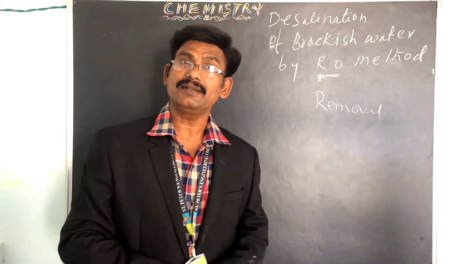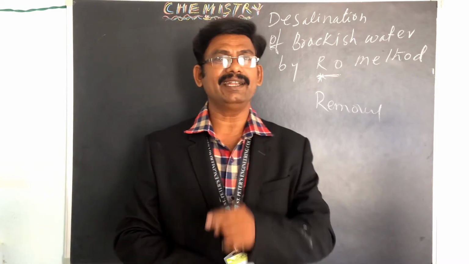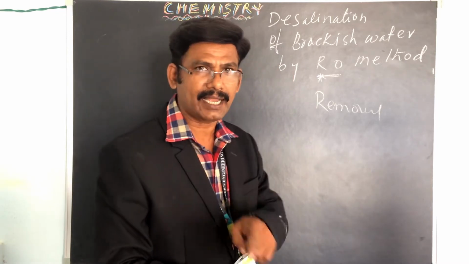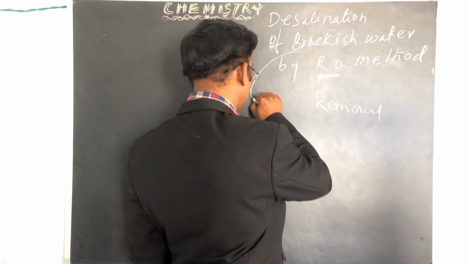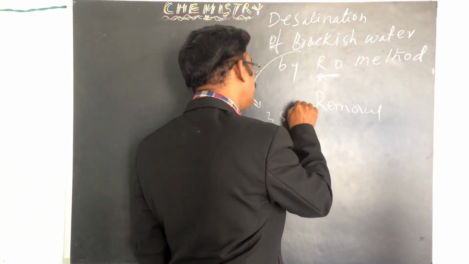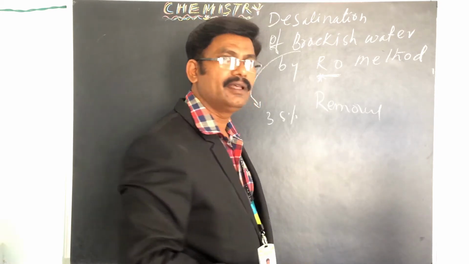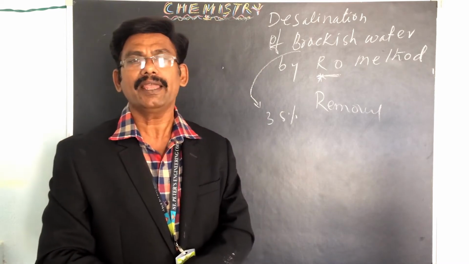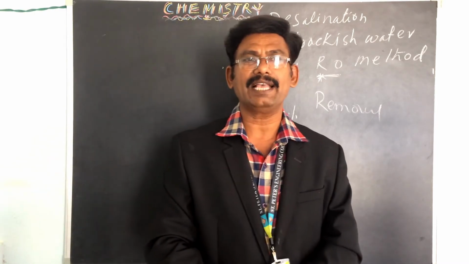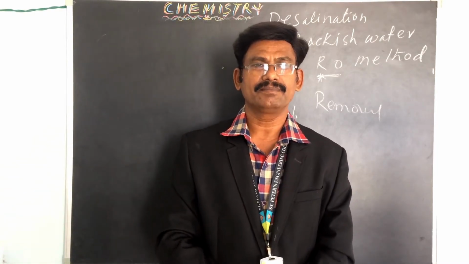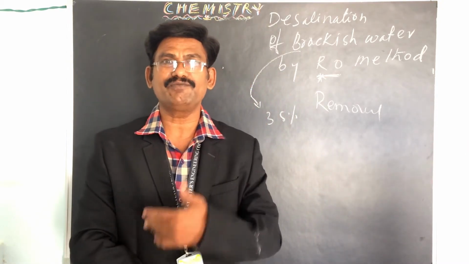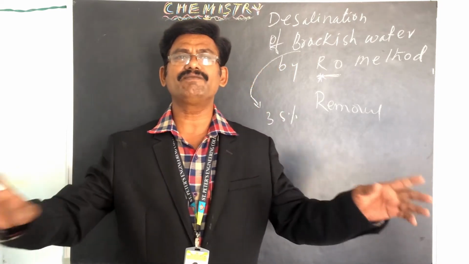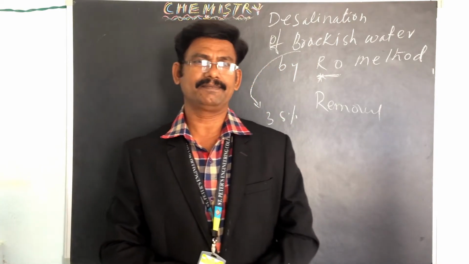And brackish water: water having dissolved salts with an average of 3.5% is known as brackish water. How much? 3.5%. Is such water fit for drinking? No. Such water is unfit for drinking purposes.